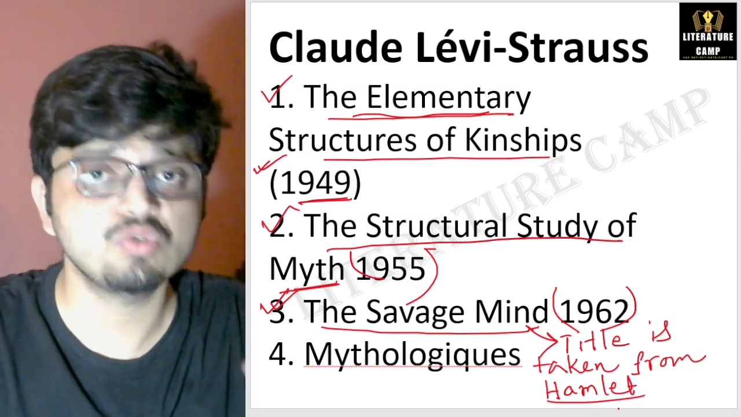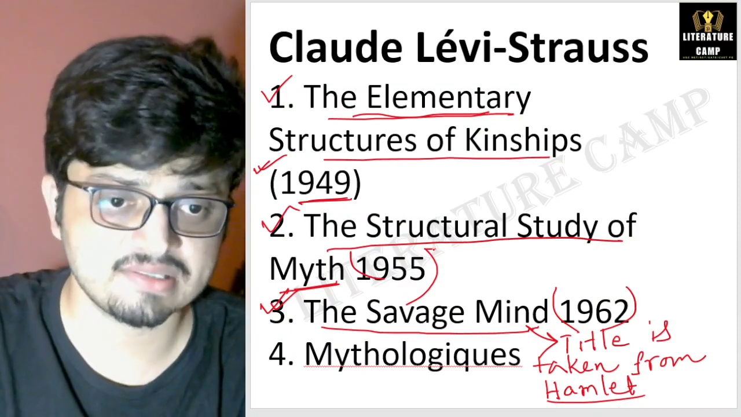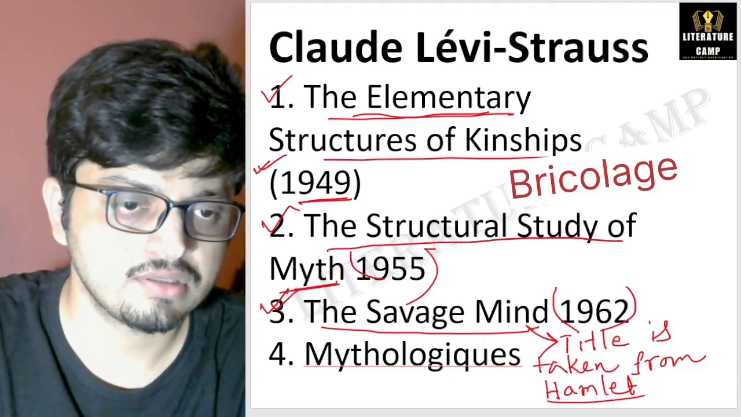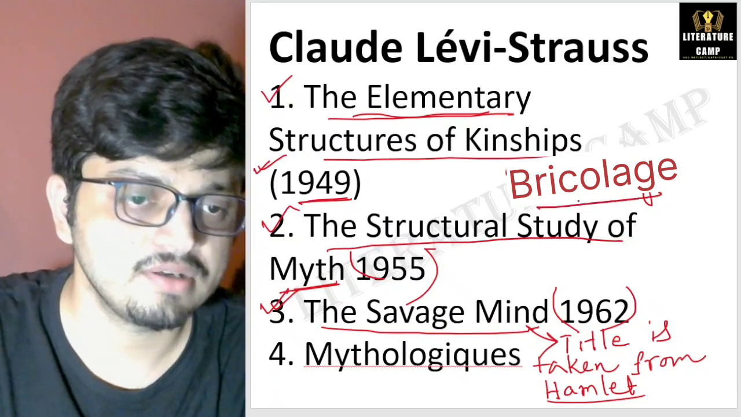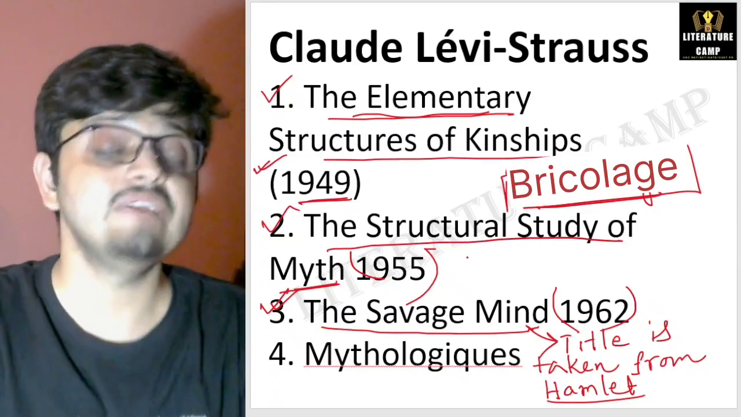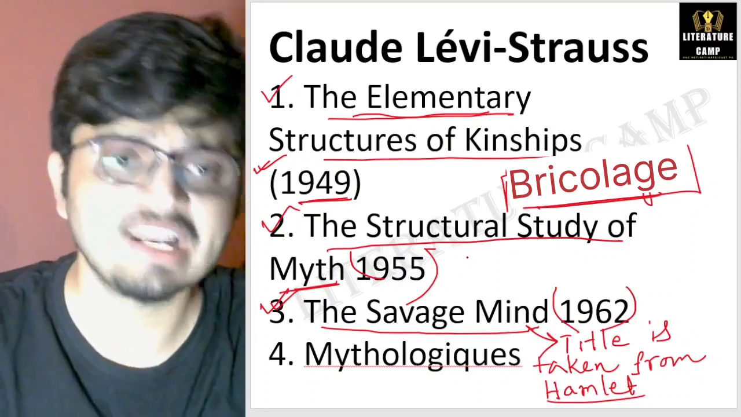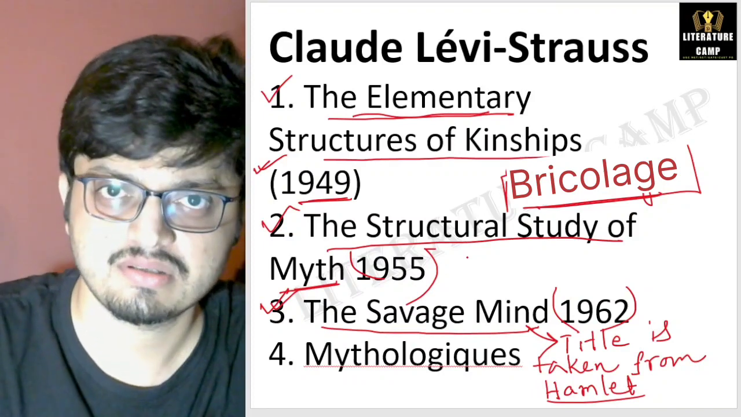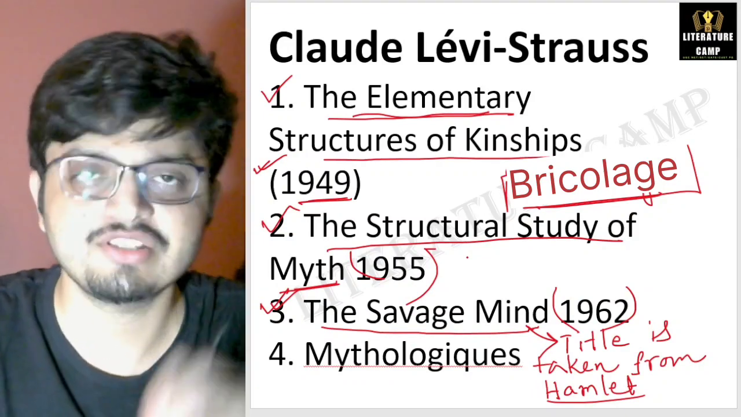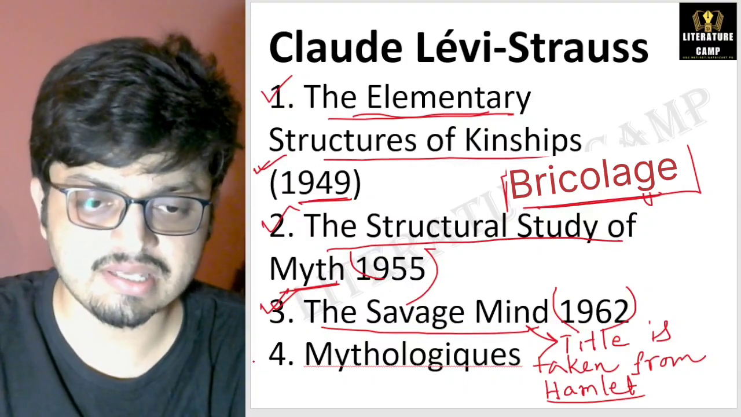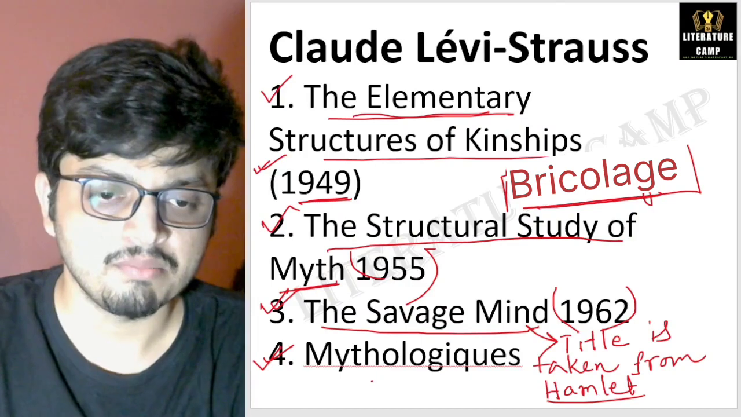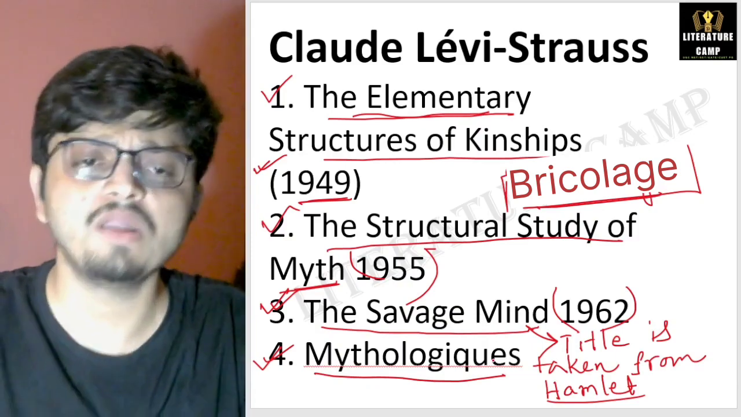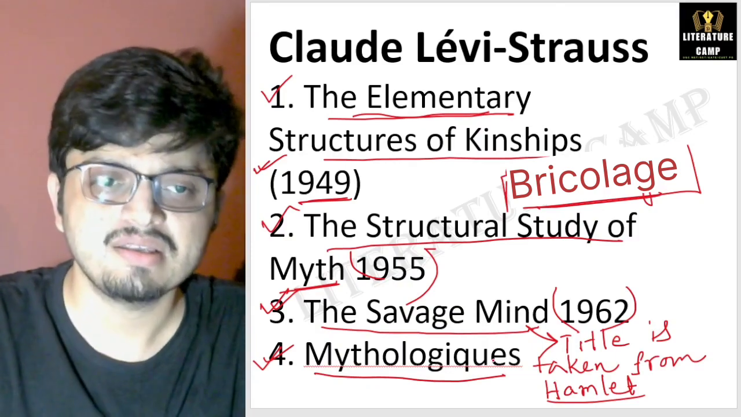And again, we got a very new concept of bricolage. Yes, please make a note of this. Bricolage. This concept we have got from Lévi-Strauss. So definitely this question also can be asked. Who coined the term or this concept of bricolage? So it is Lévi-Strauss. Next, he has written this work, Mythologiques. Please make a note of this. This question also can be asked.